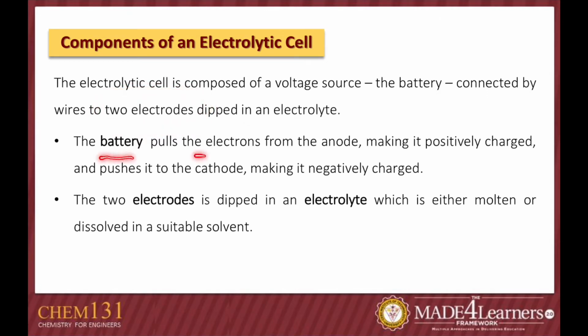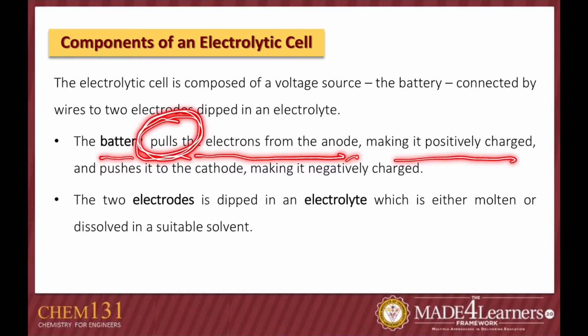So the battery, this is the first component. The battery pulls the electrons from the anode. So take note, it pulls. Siya ang reason nga numuflow ang electron. Iyang birahon ang electrons from the anode, making it positively charged, and pushes it to the cathode, making it negatively charged.